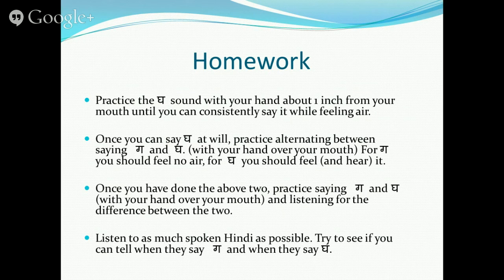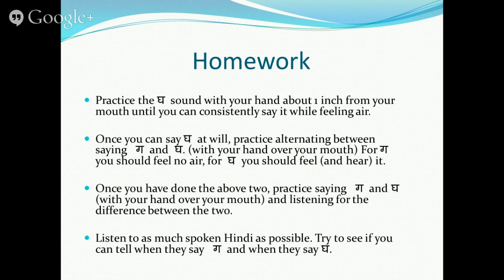So next, once you have done those two steps, practice saying ga and gha with your hand over your mouth, listening for the difference between the two to try to identify the difference by ear. Okay. And in addition to that, of course, you probably want to do the handwriting practice, which is write gha 100 times or more. And every time you write it, say it. So you write the symbol, and then you say gha.